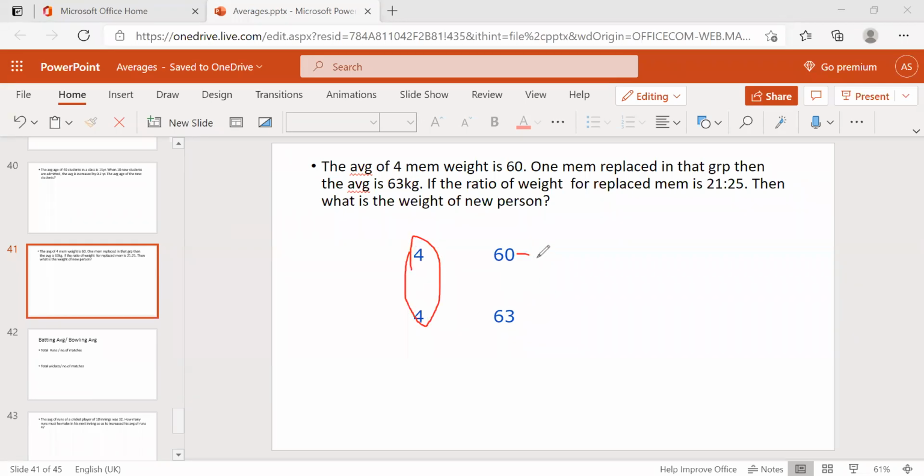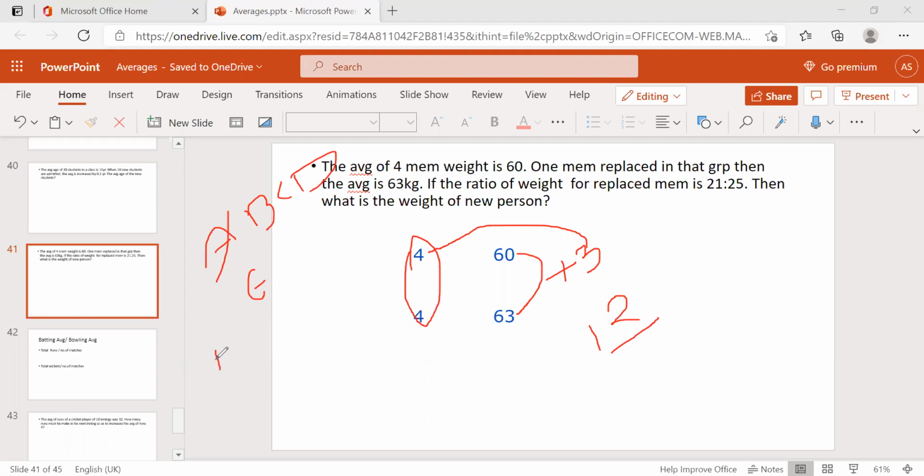I mean on the left hand side, just consider this. How much is increased? Plus 3, right? Plus 3 increased, so plus 3 into 4 on the left hand side. It's nothing but 12. 12 is increased. But what they're saying here, the replacement of that person's ages. Suppose here A, B, C, D is there. A is replaced and E joined. Now the B, C, D, E average is 63, right?